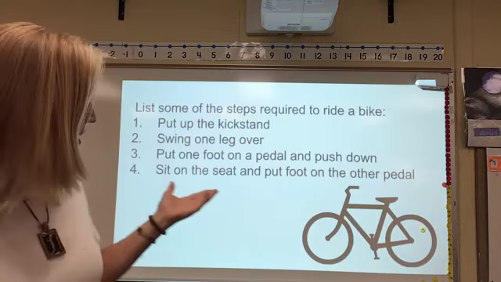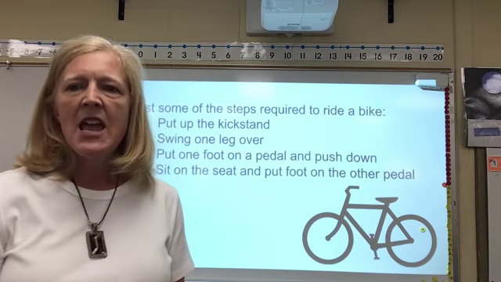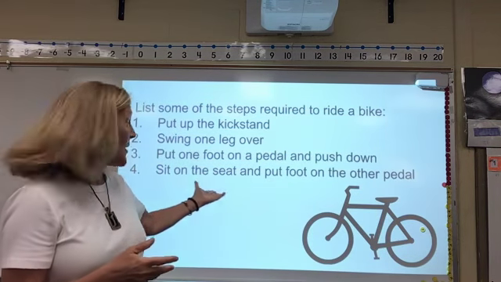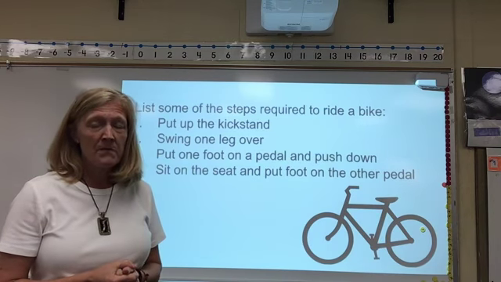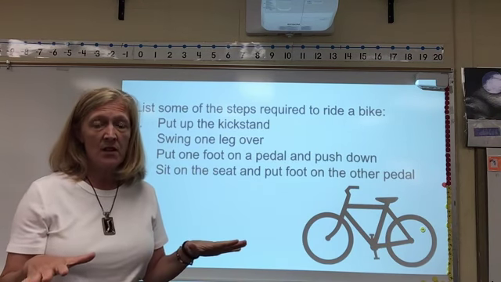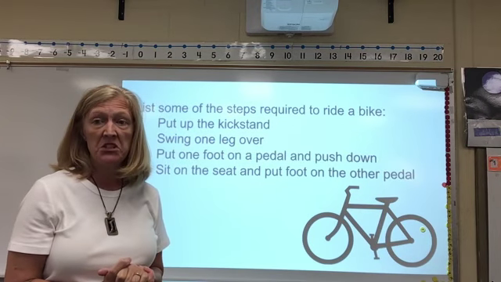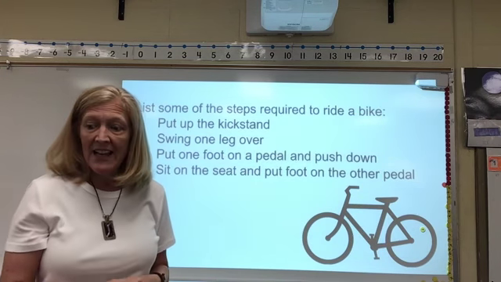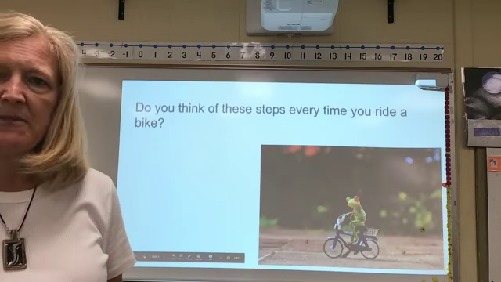Now, here's my question. These are the steps to ride a bike, and you could study them and you could memorize them, and if someone had never ridden a bike before, you could even demonstrate these steps for that person. But I have a question. If you had never ridden a bike before and I had you memorize these 4 steps, could you just get on the bike and ride it down the street? I don't think so.